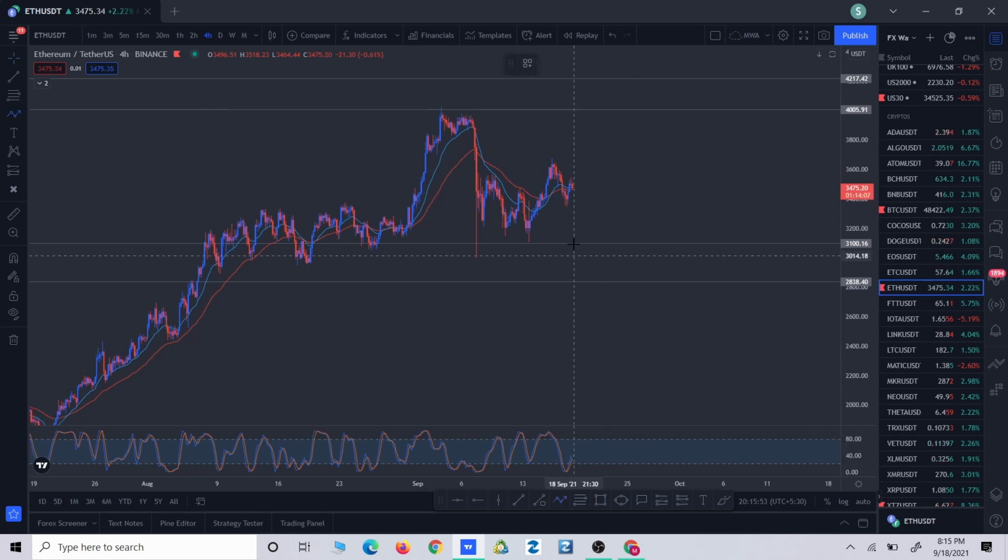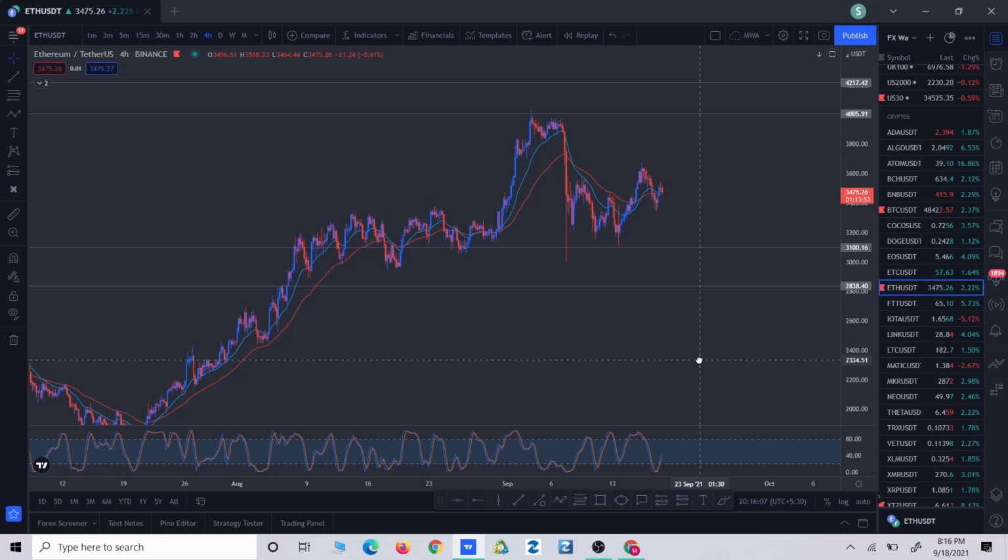Now again, if the price gives us a pullback into this zone, and then if you find some kind of indications and rejections to the upside, then we can look to go long. So this is going to be the probable trading setup that we can focus on the 4-hour chart on Ethereum. So that's it, guys.